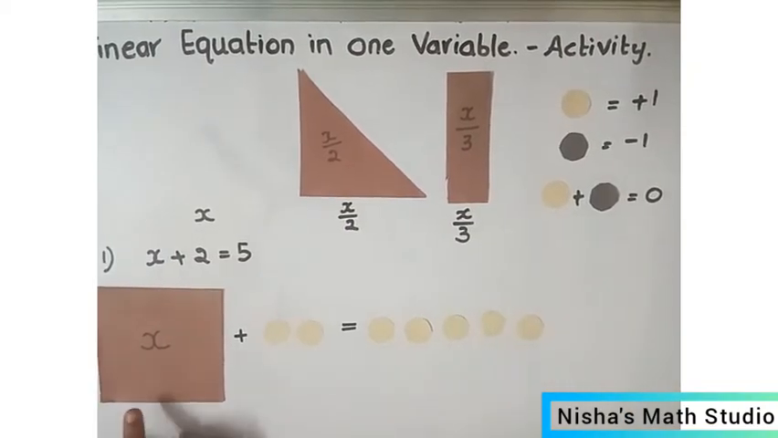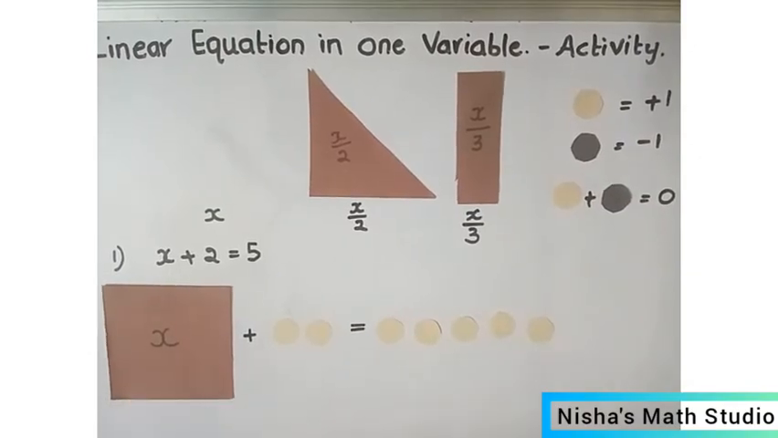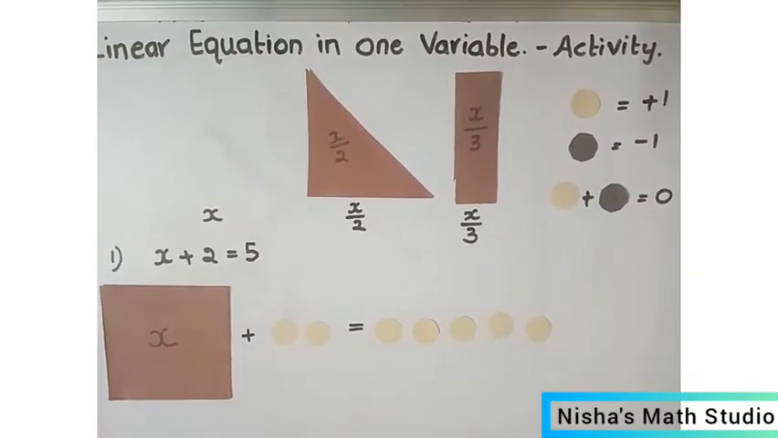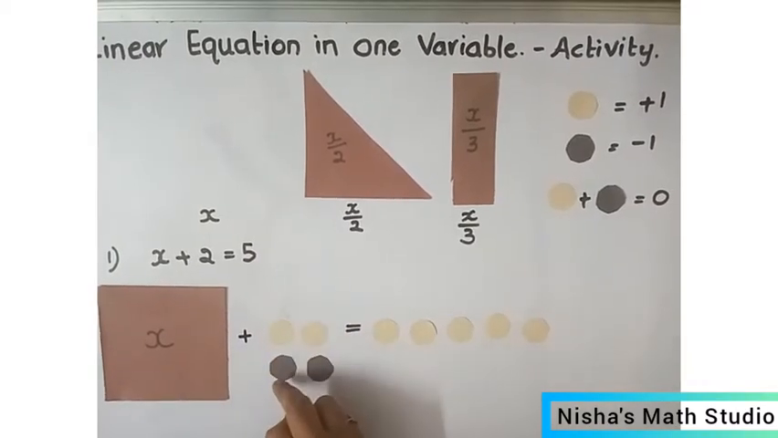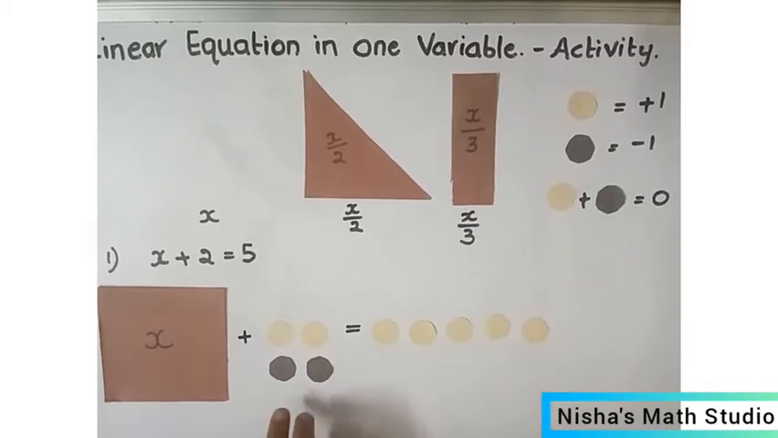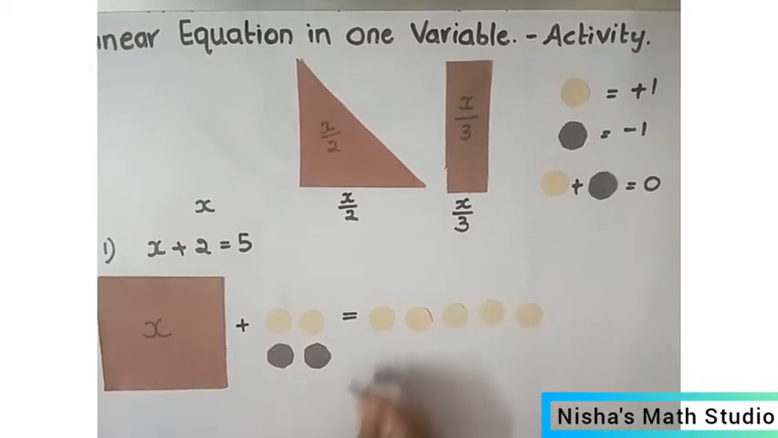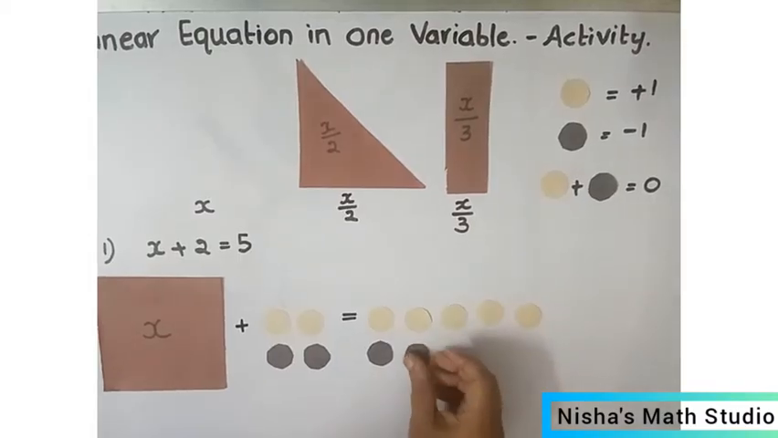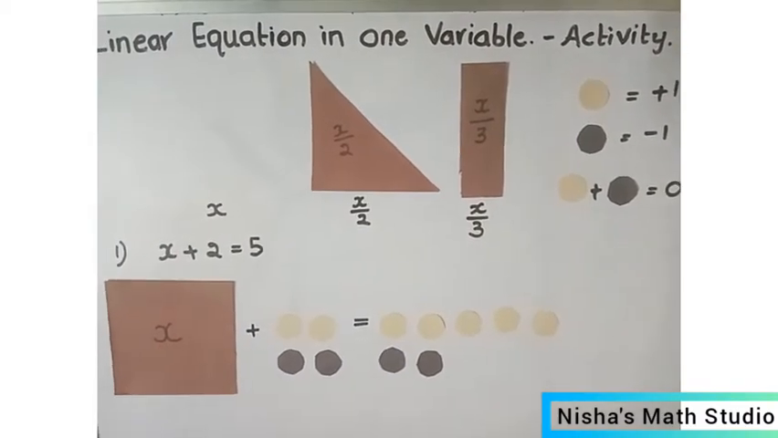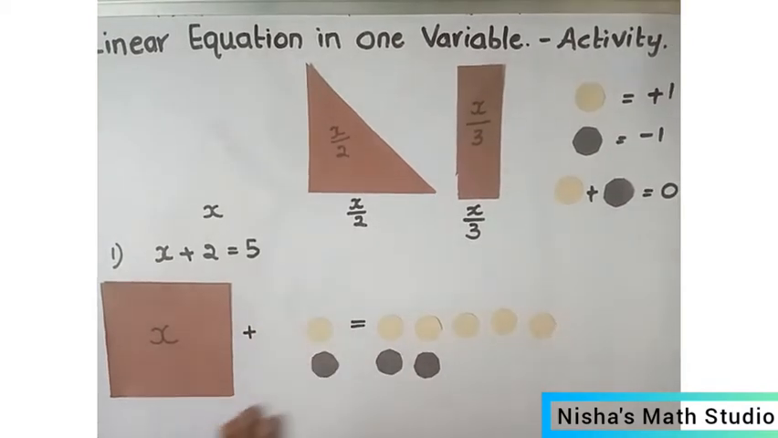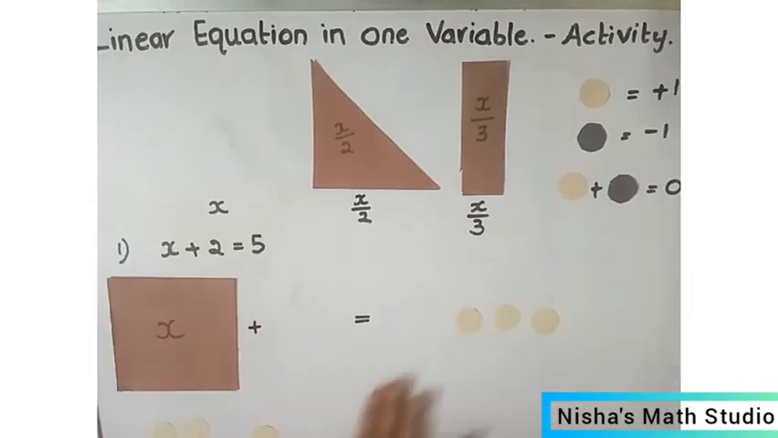Now solving is finding the value of x. So on this side I want only x. So I have to remove these two. To do that, I add 2 black counters here because +1 minus 1 becomes 0. But in the balancing of equation, whatever you do on the left hand side should be done to the right hand side also. So I have added 2 black counters here. I need to add 2 black counters on the right hand side. So this nullifies, it becomes 0, 0, this is gone and this is gone.